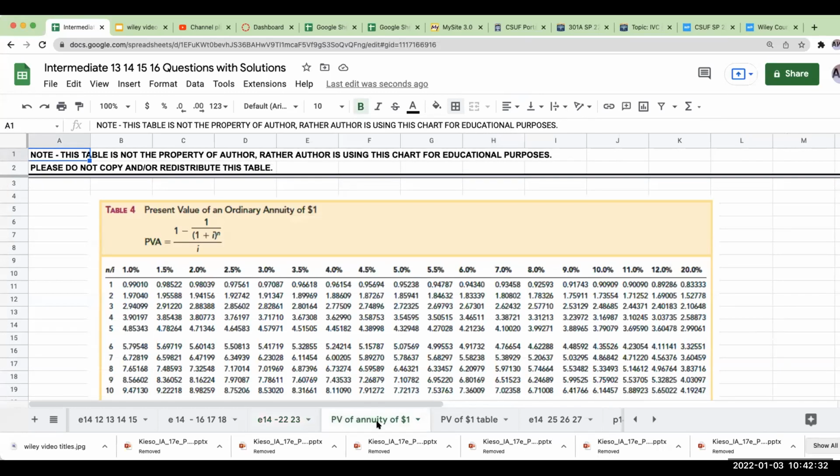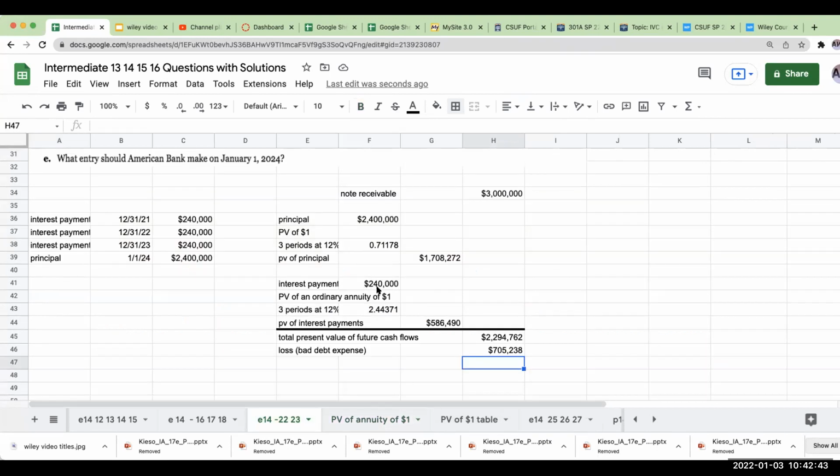Okay, really quickly, I made an error. Over here for the principal, I was using 2.44371. At 12%, this should be 2.40183. So I'm just going to make that change real quick. And there we go. Okay.